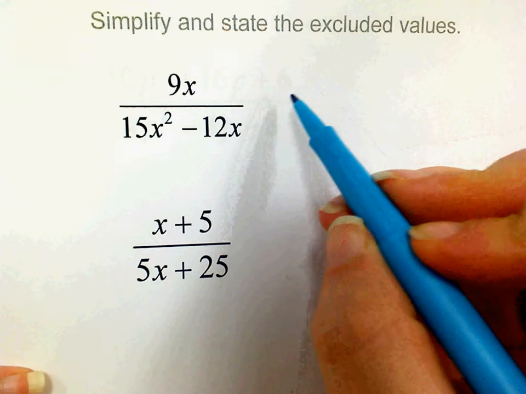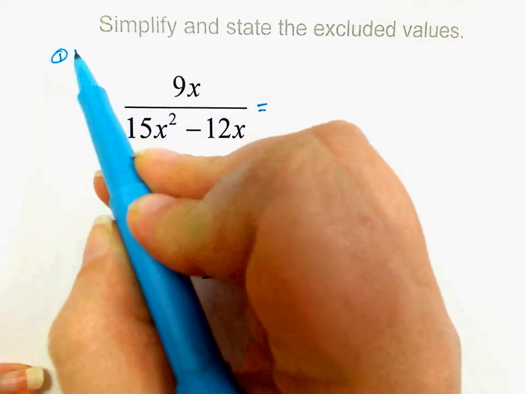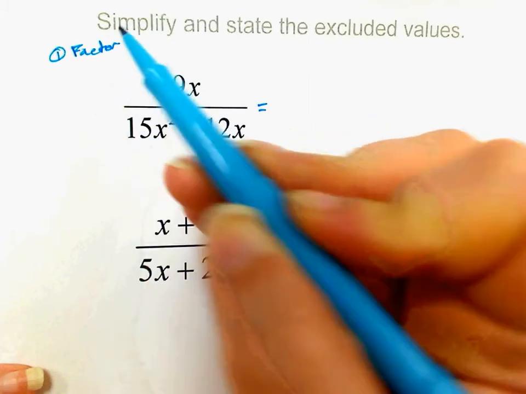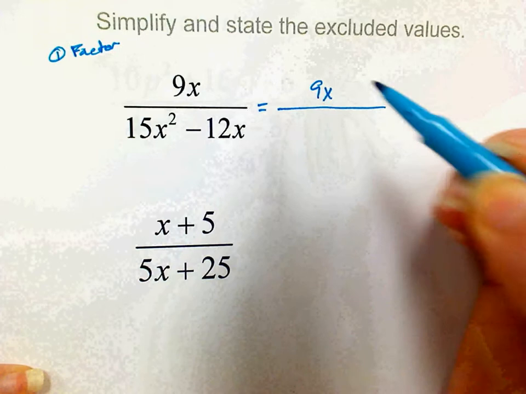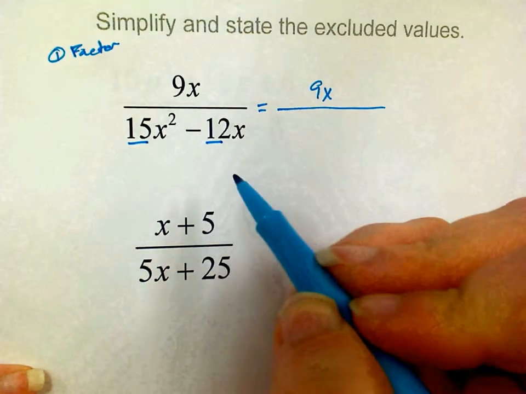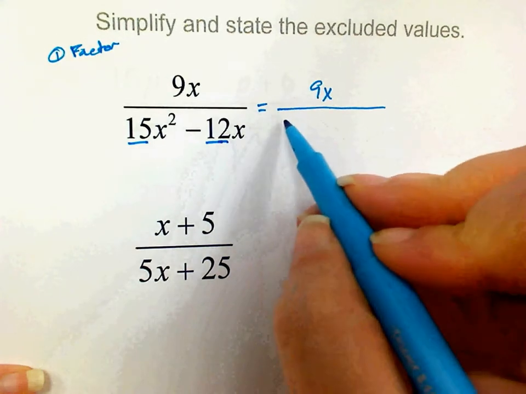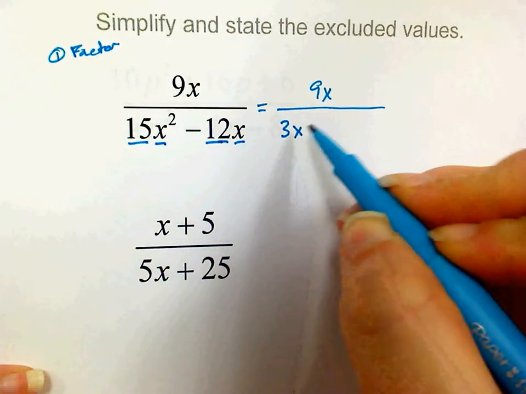So the first step you always want to do is factor. So if you can, look for things that you can factor, numerator and denominator, okay? So in the numerator, I've just got to leave 9x. There's nothing I can do to that. But in the denominator, I notice that 15 and 12 have a common factor of 3. So I'm going to factor out a 3, and then they both have at least one x, so I'm going to factor out an x as well.